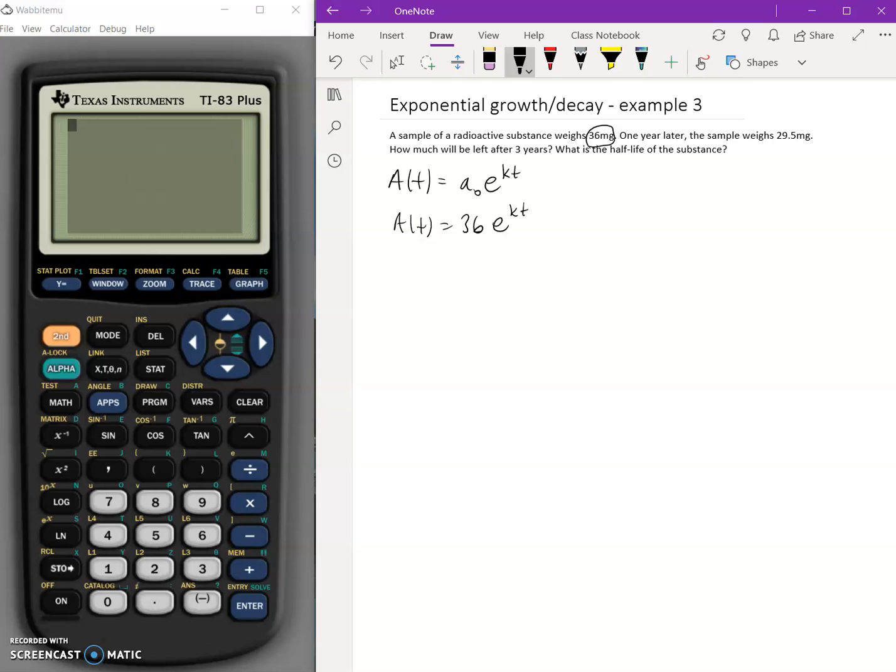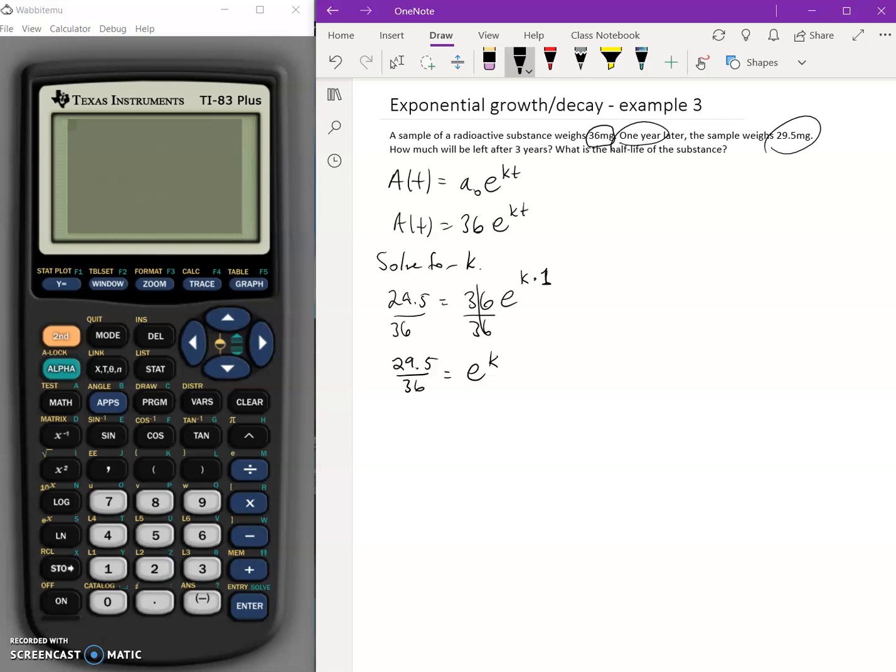Similar to the first example, our goal is to solve for k. What we want to use is the fact that 1 year later it weighs 29.5 milligrams. So 29.5 is what remains, when I have 36 times e to the k, and my time is 1, so I have 1 year later. My time is just in years. So I need to divide by 36 because I need to get the exponential part by itself. So I have 29.5 divided by 36 is equal to e to the k.